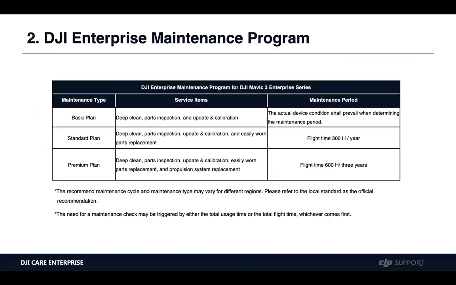On the enterprise maintenance side, we have the basic, standard, and premium. Those are recommended, once again, generally speaking, depending on the device condition, the 300 hours of flight time or a year, and then 600 hours of flight time or 3 years. Once again, being able to get those parts replaced and having a set maintenance plan in place, very useful for the longevity and life of the aircraft itself.